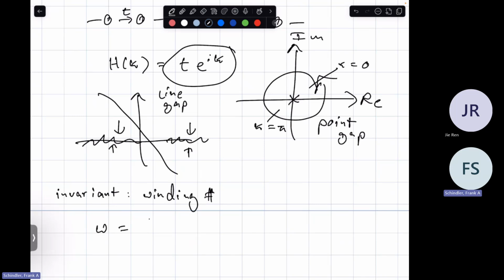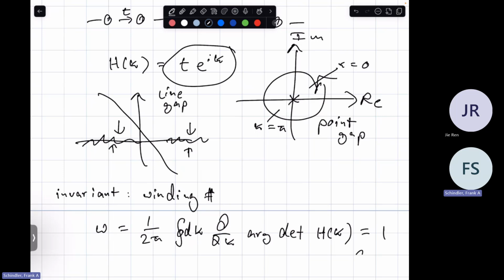So it must be always an integer, and then in general is given by this equation, 1/2π integral of dk, and then it's d by dk of arg, so the argument of the complex number of the determinant of h of k. So in our case up here, h of k is e^{ik}. The argument is k. So d by dk of k is 1. So I'll just get 2π divided by 2π is 1 in our case. In general, this is always some integer. If it's -1, we go around the other way. We go around clockwise instead of counterclockwise.